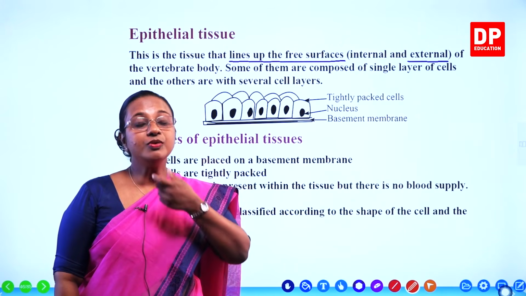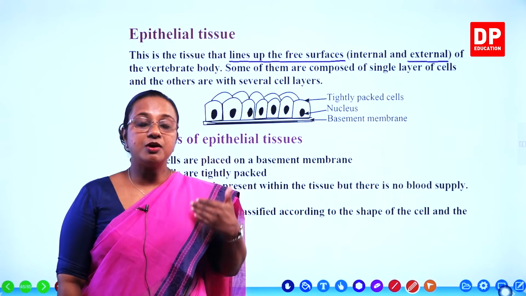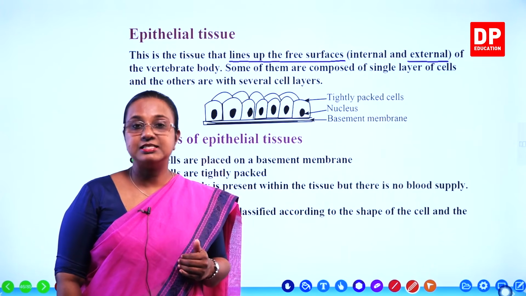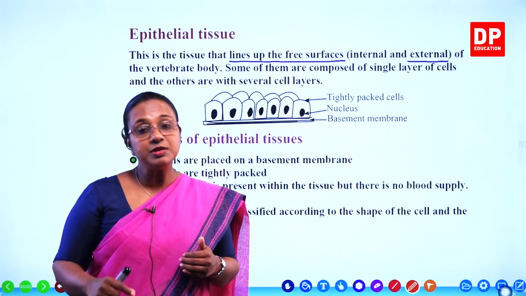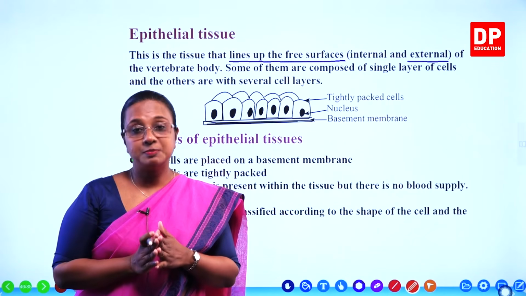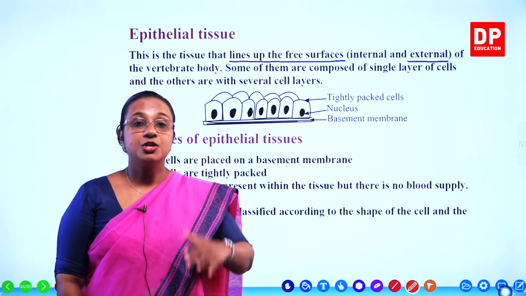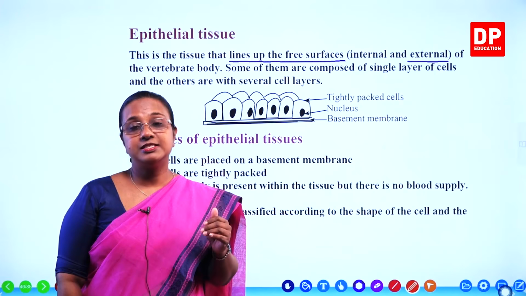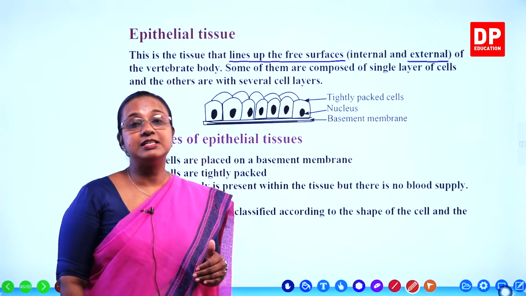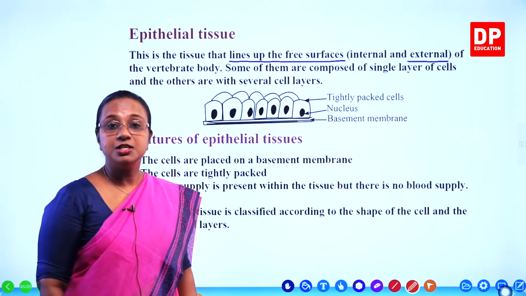Intestine, as you all know, is a tubular structure. Starting from the mouth to the anus is the digestive system. That is a tubular structure. There is an internal space. So, there is an internal surface. So, the lining of the digestive system, that is the internal surface, is also made of epithelial tissue.